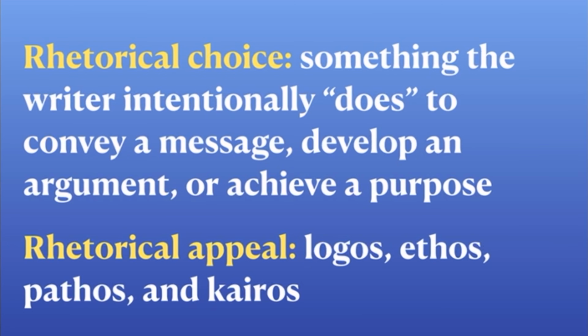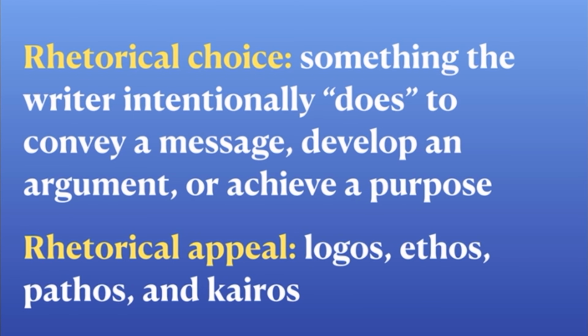Now, a choice is typically a verb because it's something that the writer does. So instead of saying "uses an allusion," we could just say "the writer alludes to." So as you're writing your essay, you really want to focus on including stronger verbs to convey what the writer is doing. Because remember, they make the choices in order to make their passage more effective.